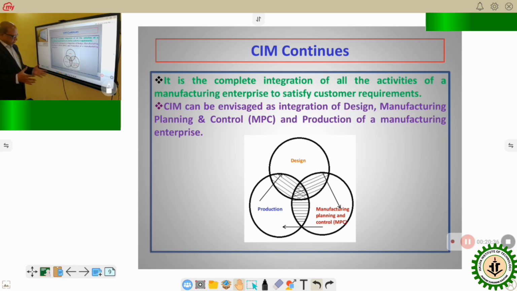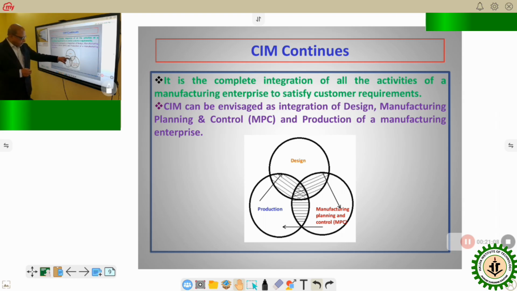From the pictorial point of view, if I categorize the three broad areas as we had discussed in manufacturing, design is one major area. Production, that means conversion of raw material to finished goods by resources and equipment, is another area. And all other activities, that is manufacturing planning, scheduling, process planning, routing, dispatching, quality control, are covered broadly under manufacturing planning and control.